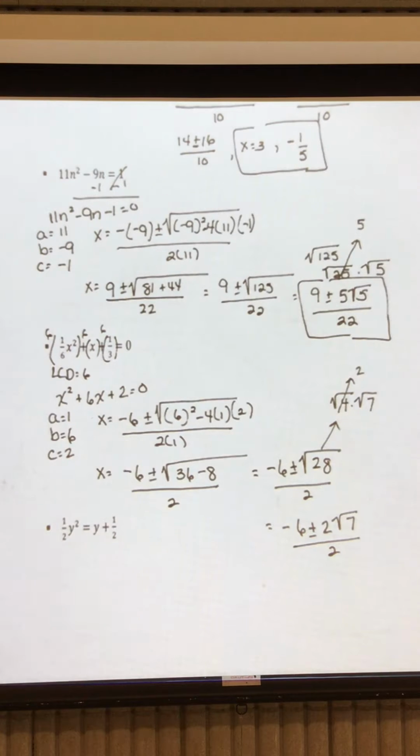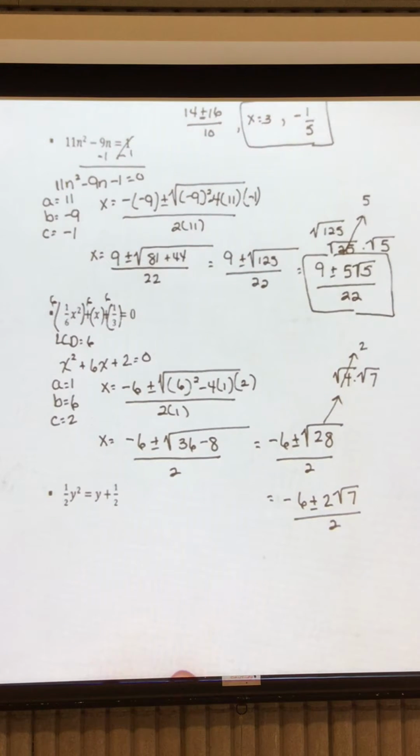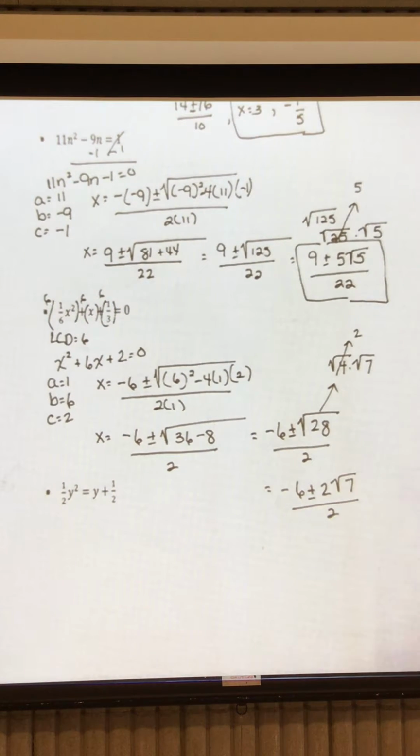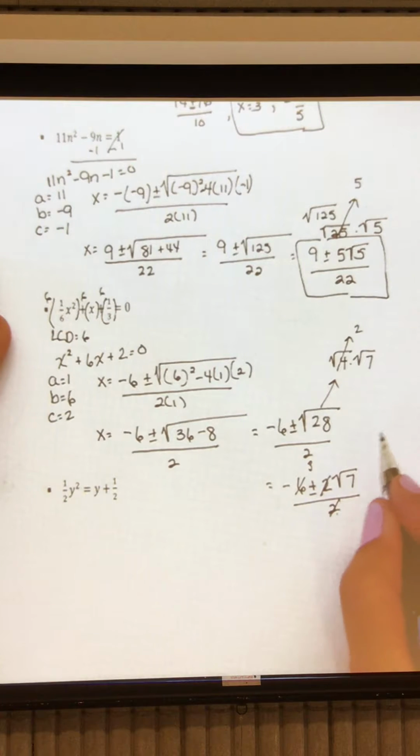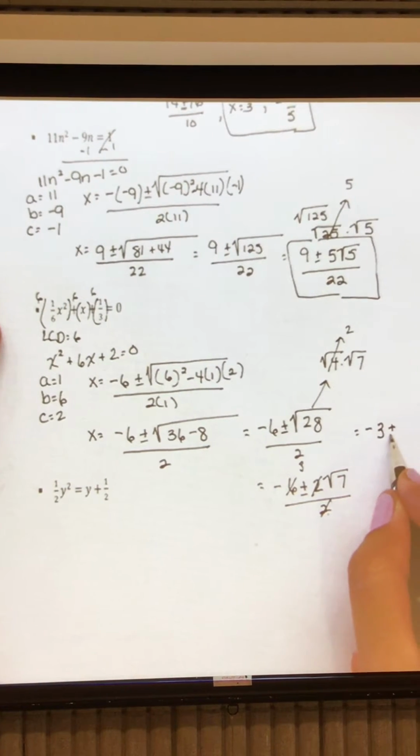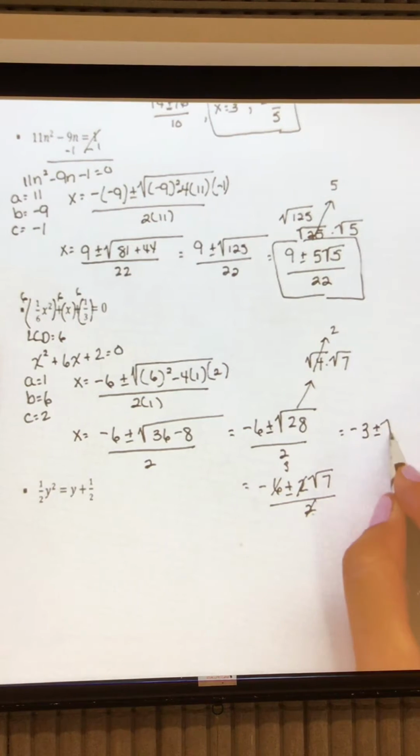And we can still simplify. The 2's can cancel. And 6 divided by 2 becomes a 3. So our final answer would be negative 3 plus or minus square root of 7.